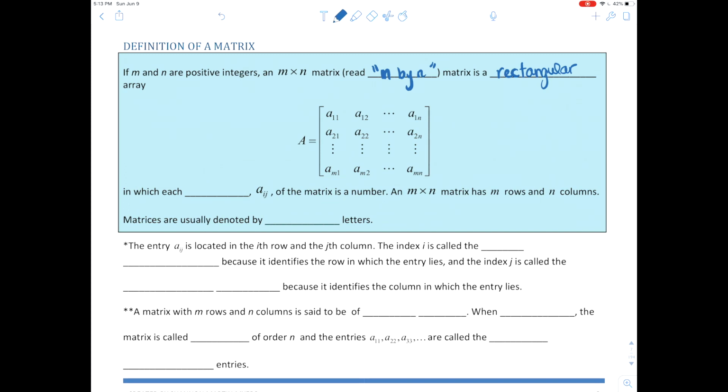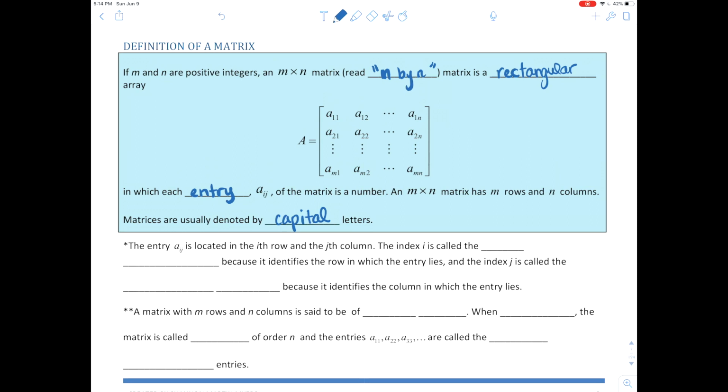All right, so here you've got this matrix A, in which each entry, Aij, of the matrix is a number. An m by n matrix has m rows and n columns. Matrices are usually denoted by capital letters. Okay.